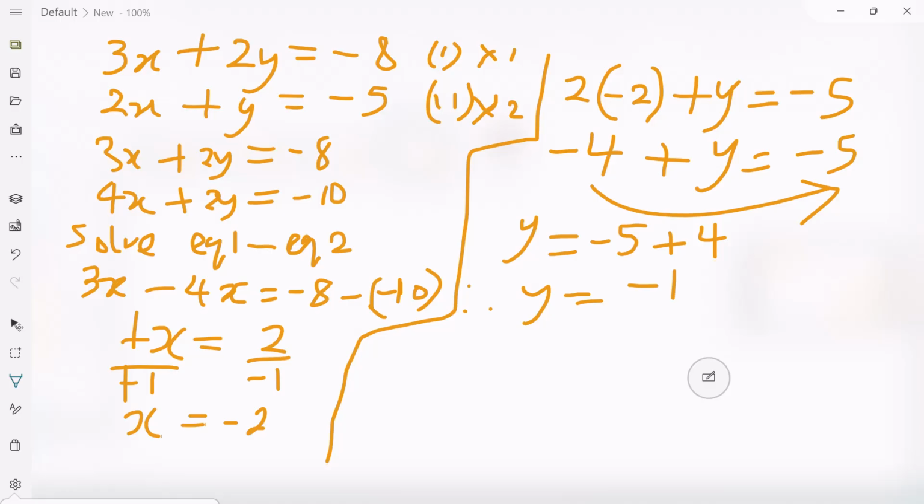Let us check. In equation 2, we have 2x, that means we have 2 into minus 2 plus y is minus 1. Are we going to get minus 5? 2 times minus 2 is minus 4, plus times minus 1. That will give me minus 5. And that is what we have here.